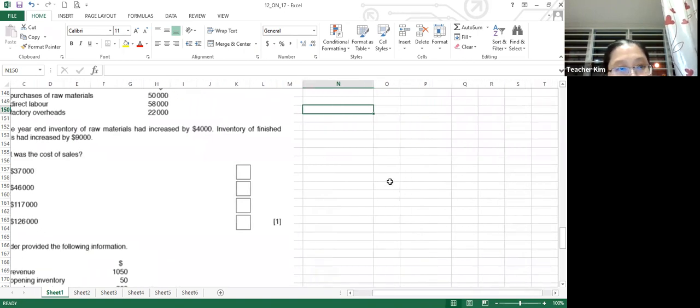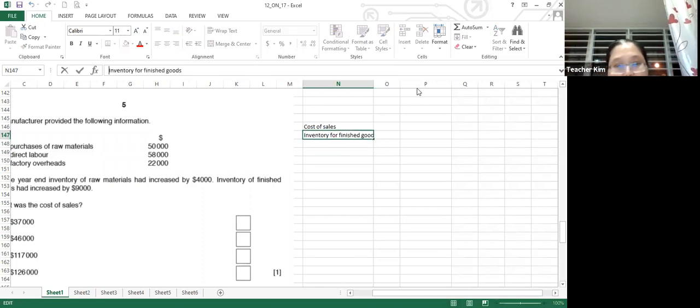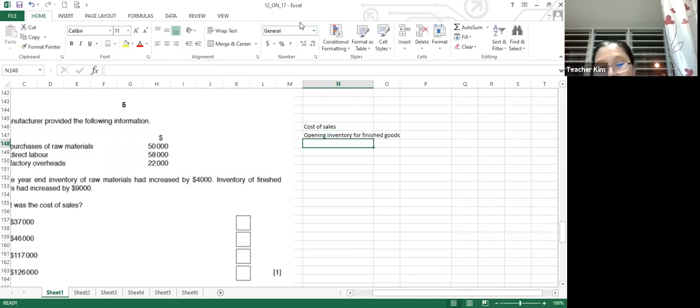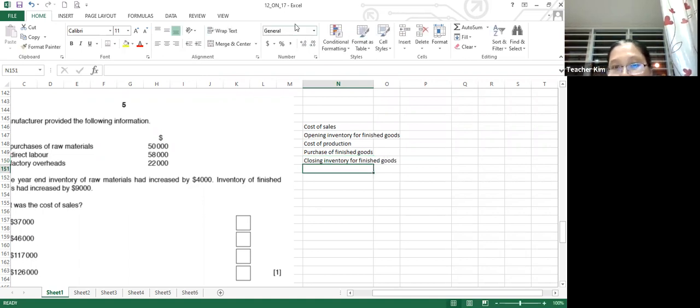So first, we prepare the cost of sales section. Cost of sales. Under manufacturing account, inventory for finished good. Opening inventory, I put in first. Opening inventory plus cost of production. And then we have any purchase from the outside, purchase of finished good. Next, we have closing inventory for finished good. So this is the cost of sales.